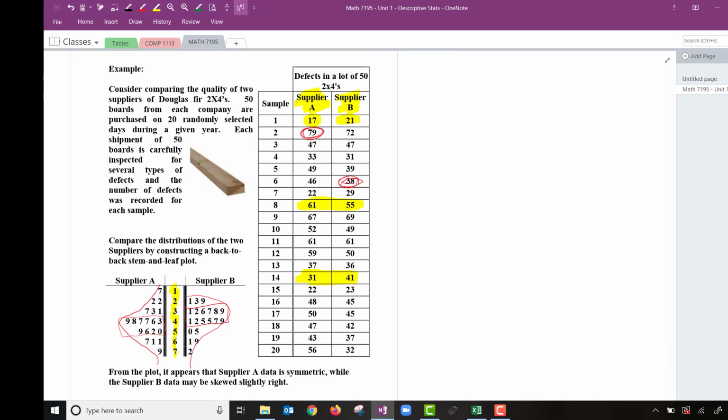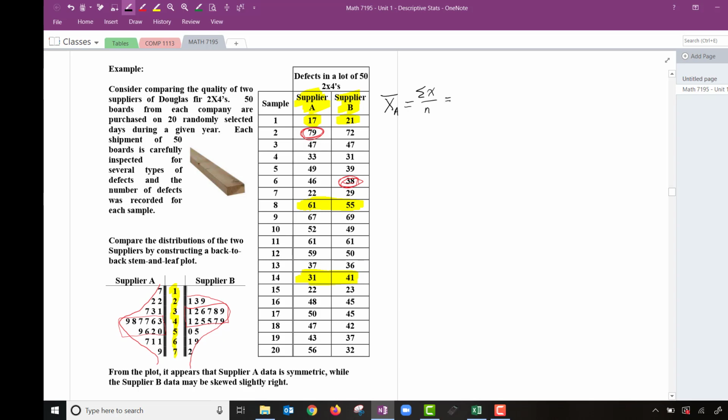Going back to the data, this is clearly sample data, so I think I would be using sample statistics. I'm going to use X bar, and if I'm calculating the mean of supplier A, for example, I would add up all the values in A and divide by however many there are.